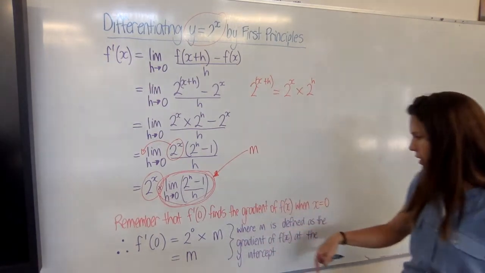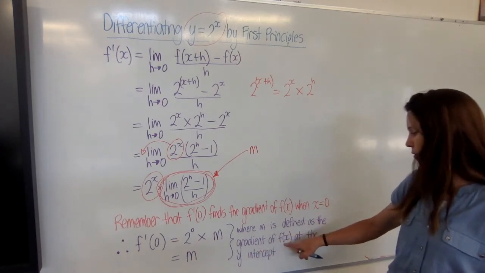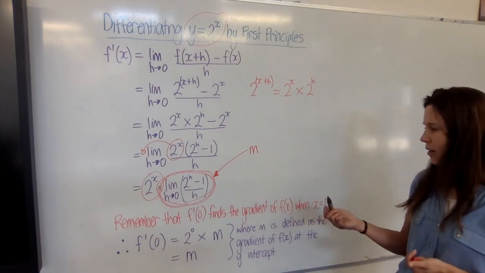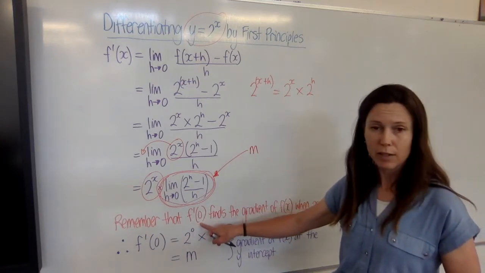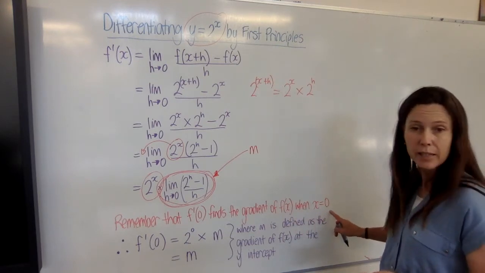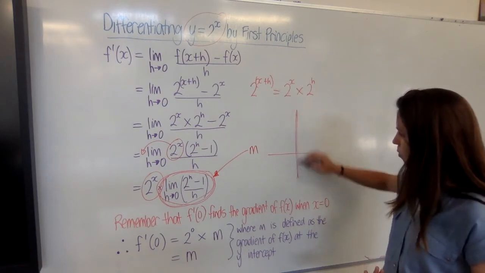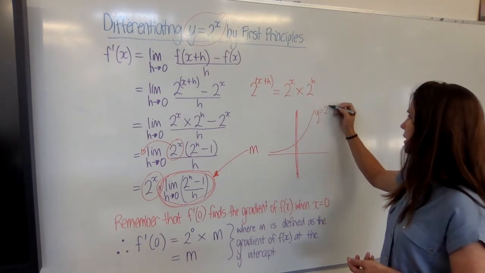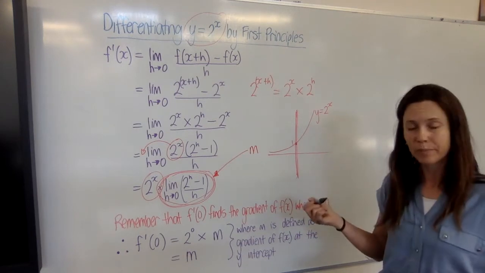Now, what is m? Well, I've defined it down here. I've said let's let m be defined as the gradient of our function at the y-intercept. Now, how did we get to that? Well, let's have a look. Remember that if we find f dash 0, that's really the gradient of f of x when x is 0, isn't it? Or in other words, when x is 0, that will be our y-intercept, won't it? And we know that y equals 2 to the power of x looks something like this. It goes through this point here, when x is 0 and y is 1.